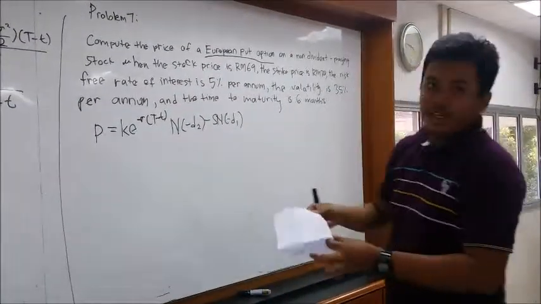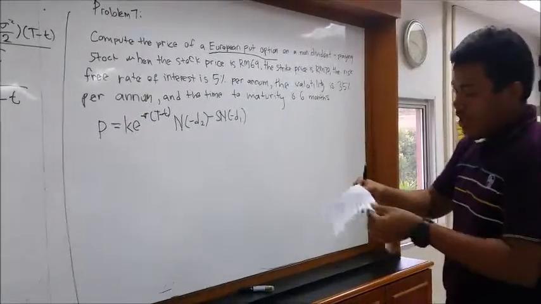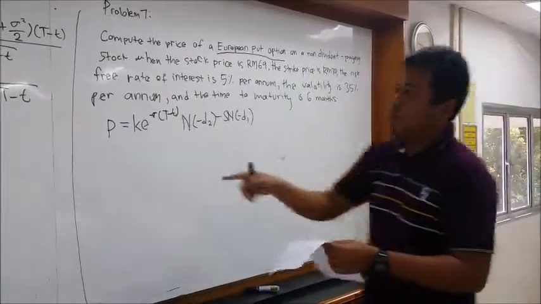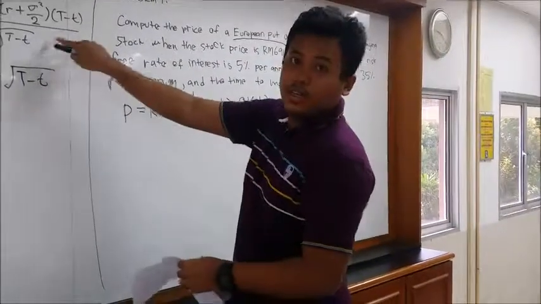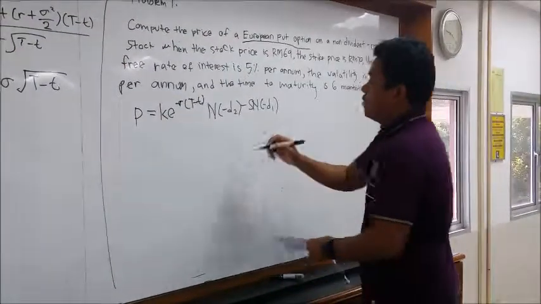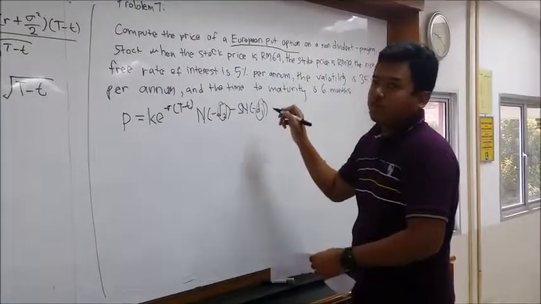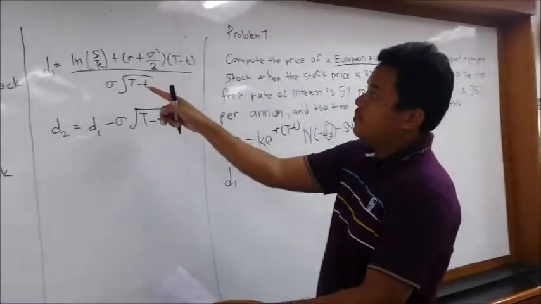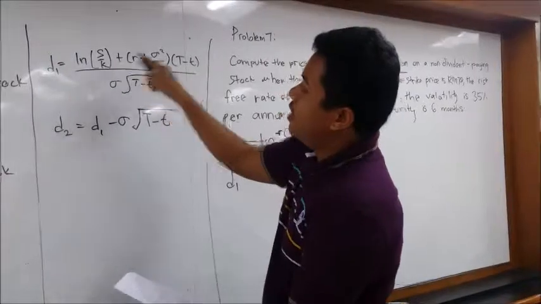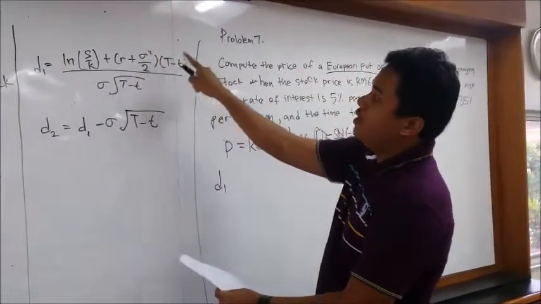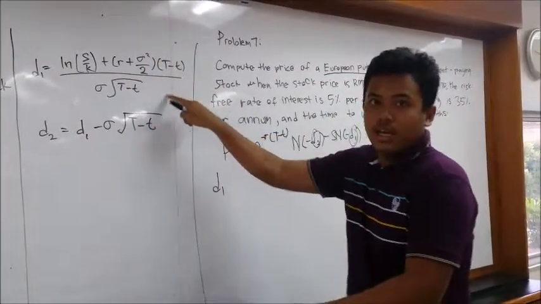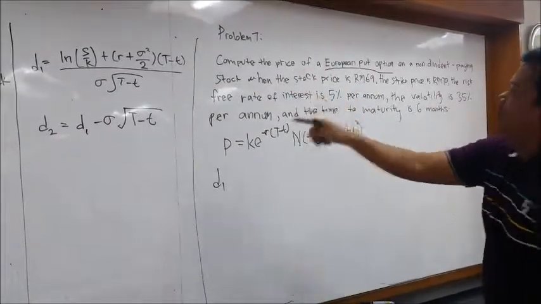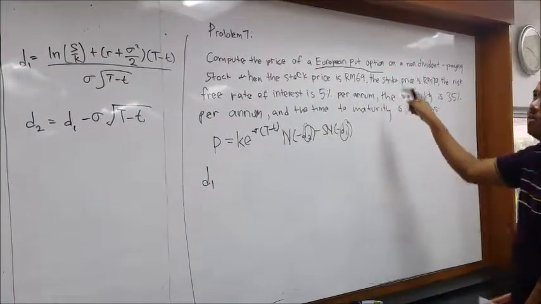Okay, this is the put option that we will use, and like what I have shown before, the D1 and also the D2. So we have to find the D1 and also D2. For the D1, you can see here the formula has S, K, R, sigma, T, all those things. We get those from the problem here.